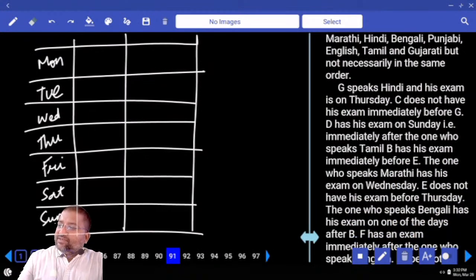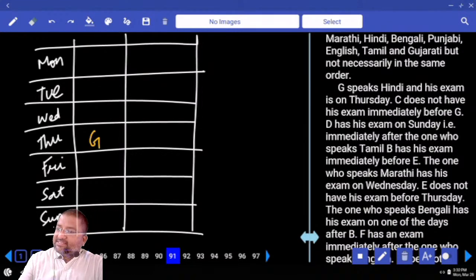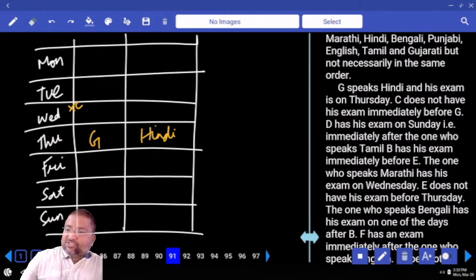G speaks Hindi and his exam is on Thursday. C does not have his exam immediately before G. This is not C. What does G speak?